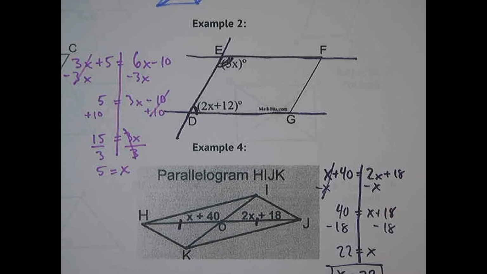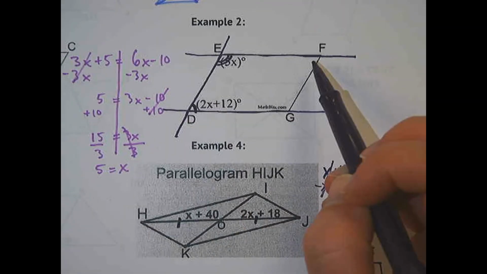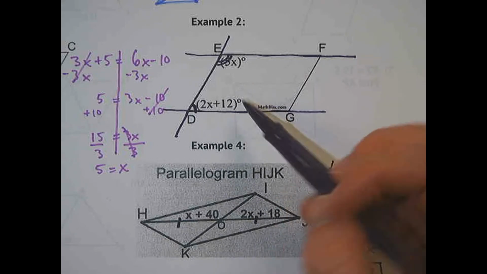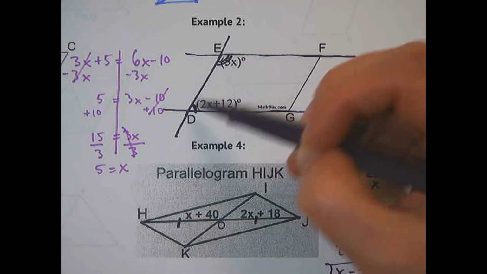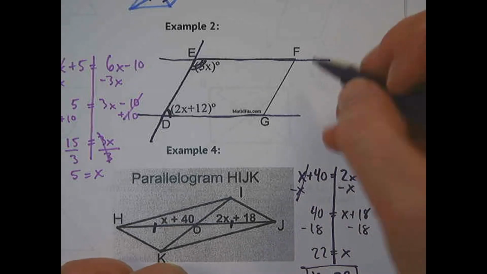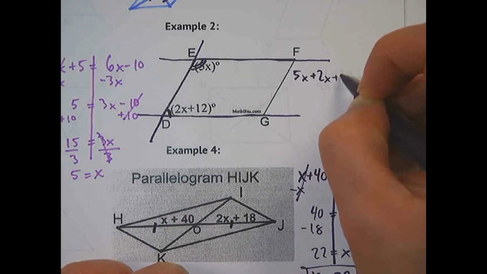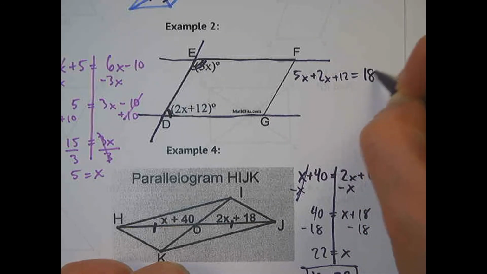So the long and short of it is, anytime on a parallelogram you're dealing with angles that are not equal, so they're not the opposite angles, if you're dealing with ones that follow one another that are consecutive like this, that's the case where you'll add them to 180. So I'm going to take 5x plus 2x plus 12 equals 180.